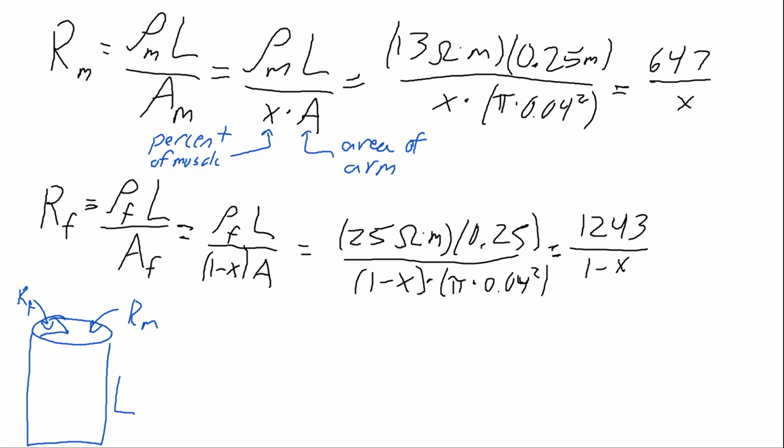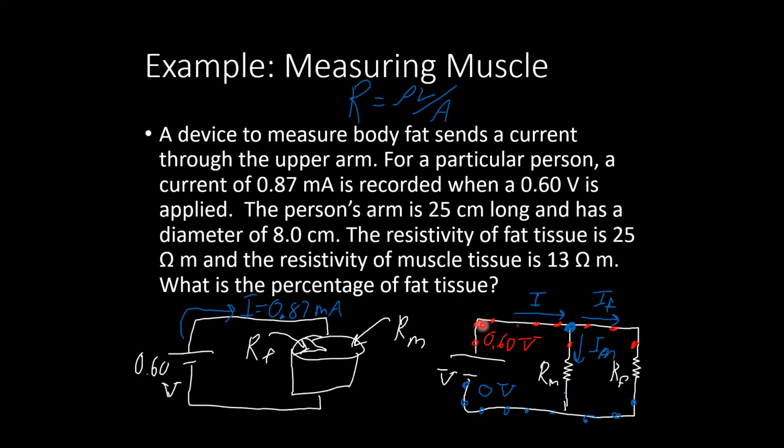Okay, so I need to go from this and incorporate my voltage and my current here. Let's go back here. If I'm looking at this, I do have this junction, right? I equals IF plus IM. Whatever current is going in equals the current coming out.